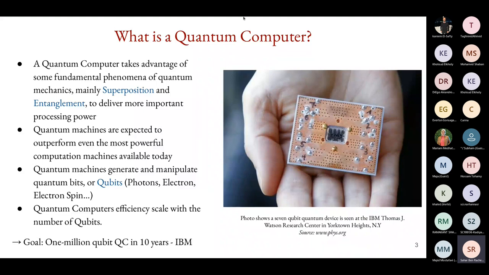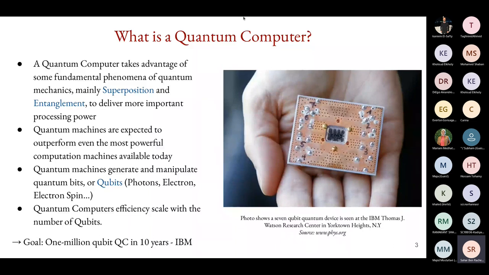Quantum machines are expected to outperform even the most powerful computation machines available today, which are the supercomputers, in terms of efficiency to solve certain problems. The main difference between a quantum computer and the conventional computer lies in the unit of information: logical bits are used in conventional computers, and they are based on electronics laws, not quantum mechanics.